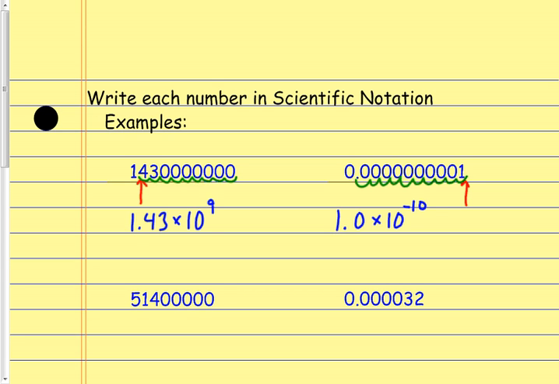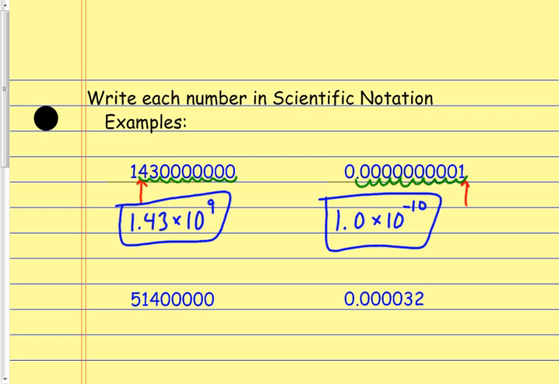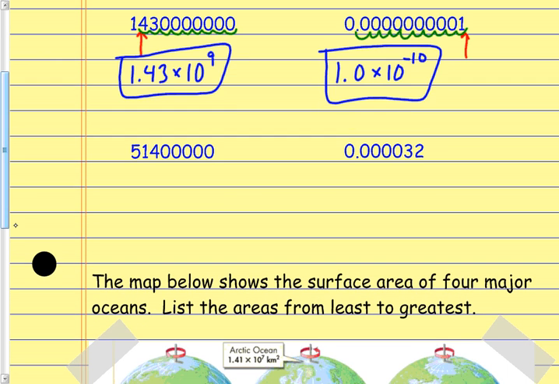If I look at the next one, again, I have to place the decimal right here between the 5 and the 1. So this way I have a value that's in the acceptable range. So it's going to be a 5.14. And now I need to count how many places I'm going to move the decimal. 1, 2, 3, 4, 5, 6, 7. So 7 spaces, so it's times 10, and this is going to be a positive 7. Okay? I have to use positives to get the larger numbers.